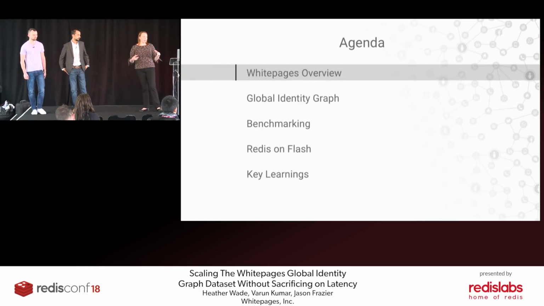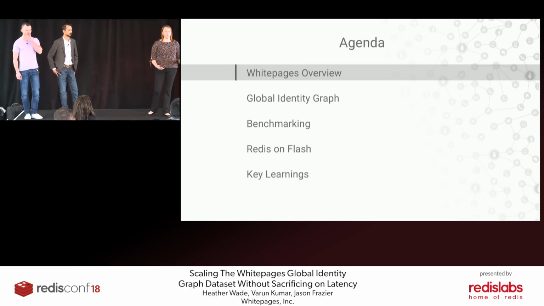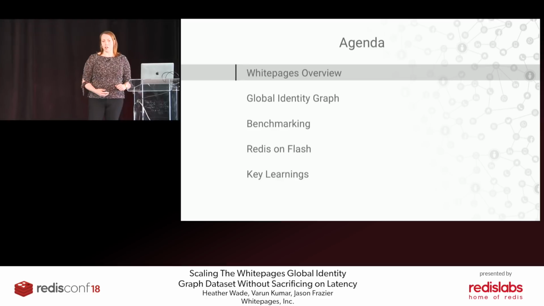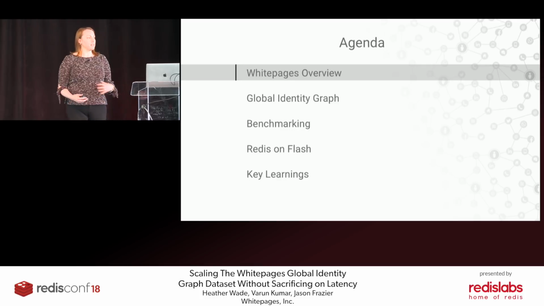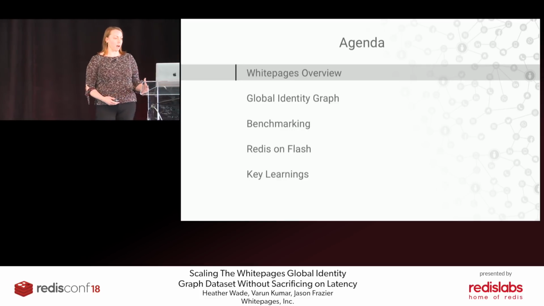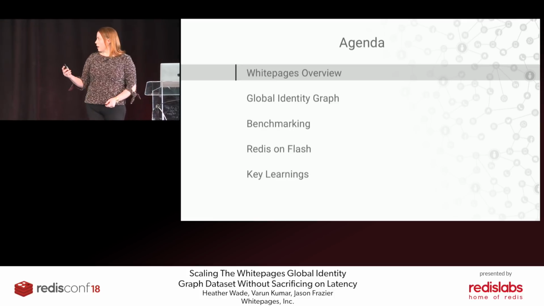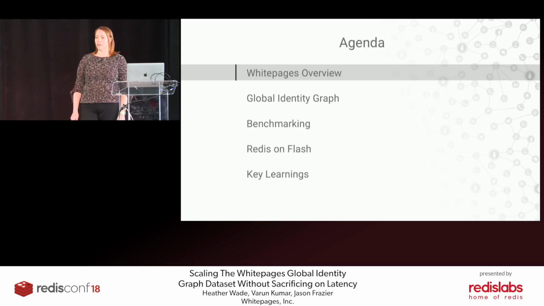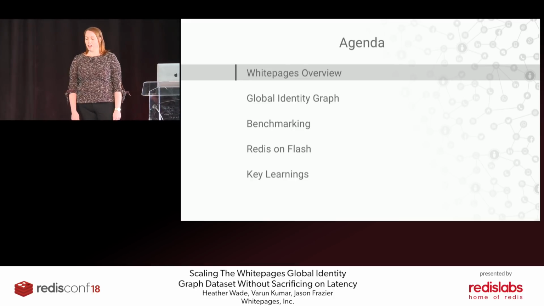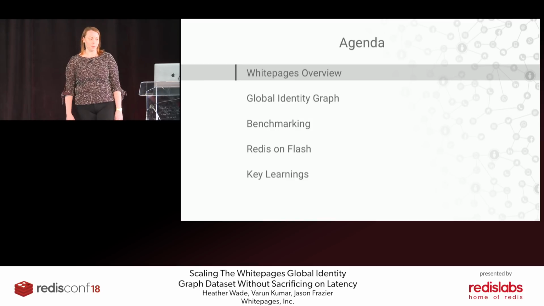So I'm going to talk a little bit about Whitepages and who we are and some of the problems that we're trying to solve. We're going to talk about our global identity graph, which is a graph of over 5 billion entities and links between those entities that we use to power our products. And then I'm going to hand it off to Varun, and he's going to talk about some of the specific technical challenges of storing and serving that data. And then Jason's going to dig into some of the benchmarking work that we did in evaluating storage solutions for our identity graph. And then we'll wrap it up with some of the things that we've learned, and hopefully some of that will be useful to you guys as well.